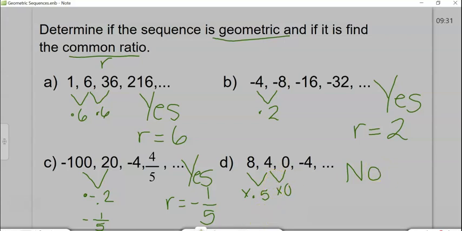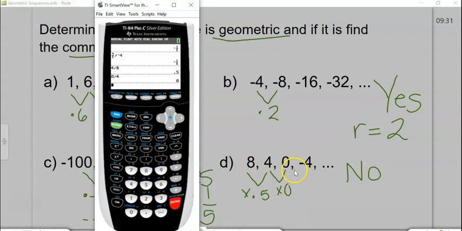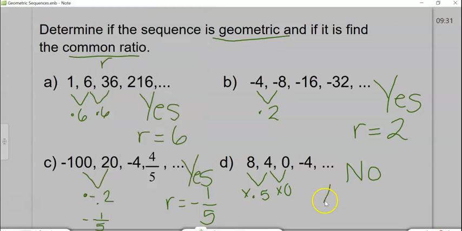Now, if I look at this, I think this actually may be arithmetic, because if I did 4 minus 8, I got negative 4. And then when I do 0 minus 4, I got negative 4. And when I did negative 4 minus 0, I also got negative 4. This is instead an arithmetic sequence, like the ones that we talked about in the previous lesson. And so that would be arithmetic, which they didn't ask us. And the common difference would be that they have subtracted 4 each time.